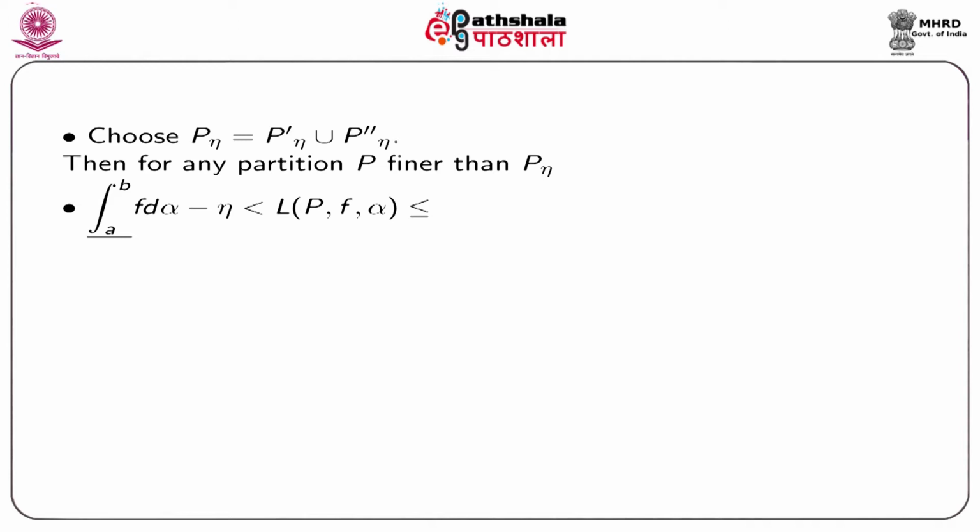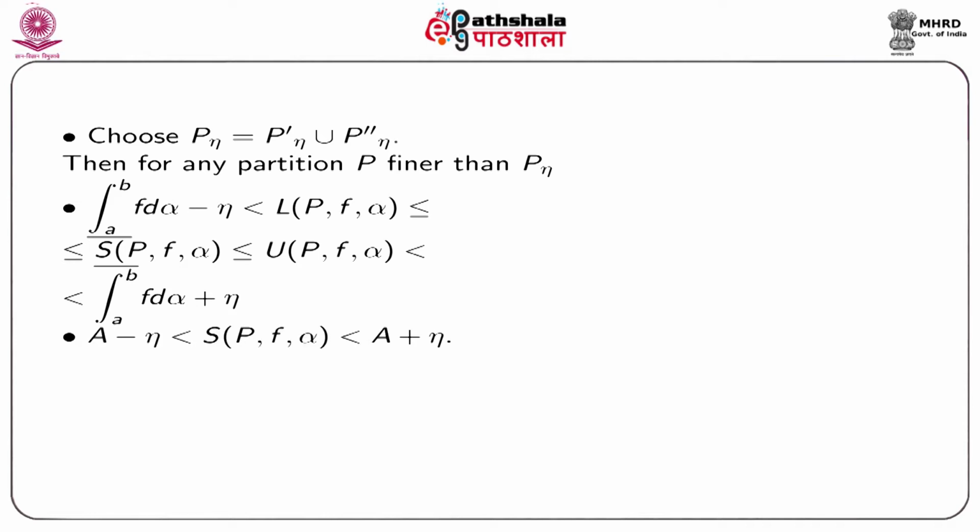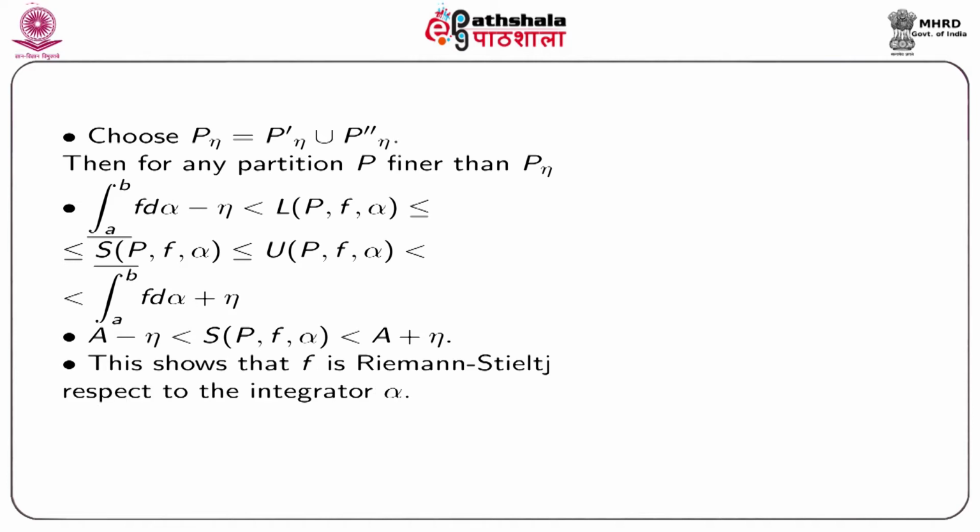the lower integral from a to b of f d alpha minus eta is less than L(P, f, alpha), which is less than or equal to S(P, f, alpha), which is less than or equal to U(P, f, alpha), and this is again less than the upper integral from a to b of f d alpha plus eta. This shows that capital A minus eta is less than S(P, f, alpha) which is less than capital A plus eta, and consequently we have the observation that f is Riemann-Stieltjes integrable on the closed interval a b with respect to the integrator alpha with the value capital A.